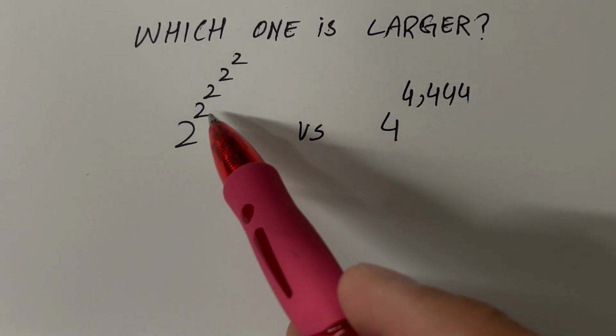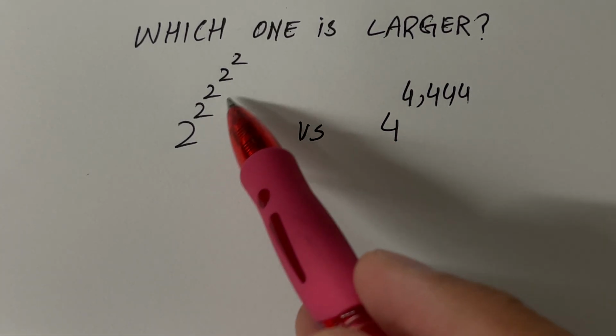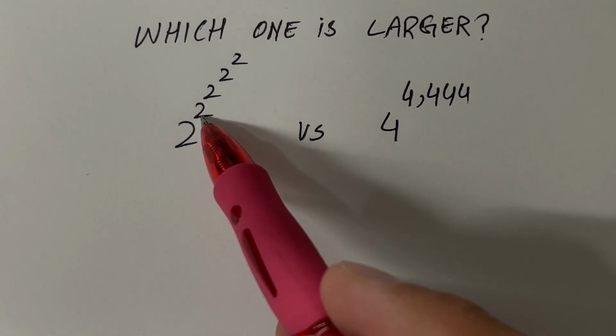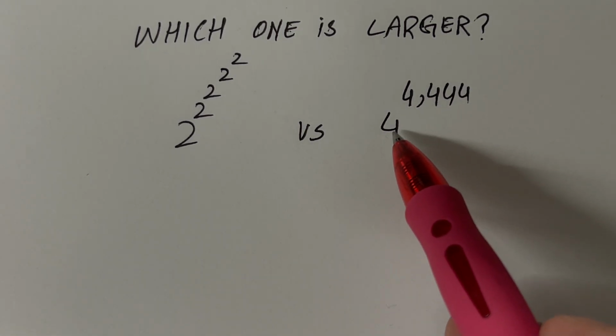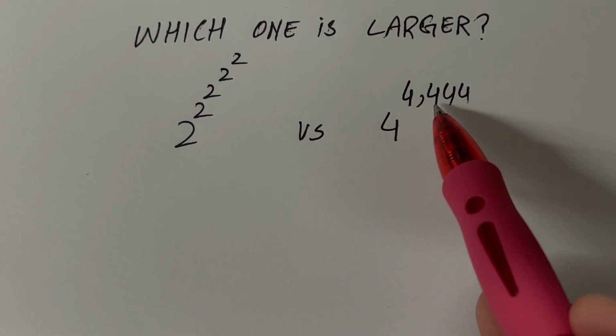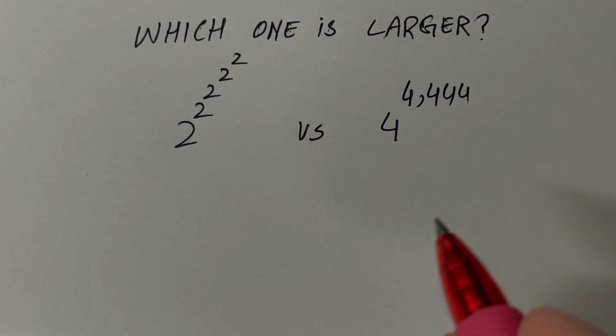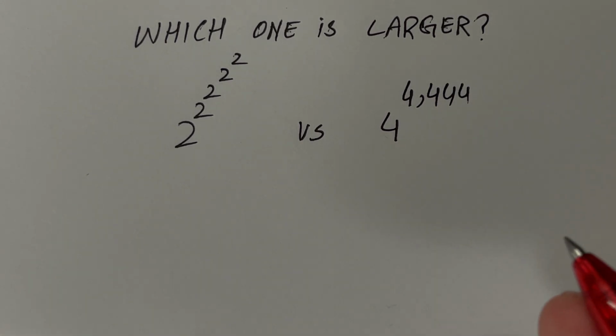We want to figure out which of these numbers is bigger. On the left hand side we have some power towers of 2. In fact we have a fifth power tower of 2. And on the right hand side we have 4 raised to the power 4444. So we want to figure out which number is bigger.